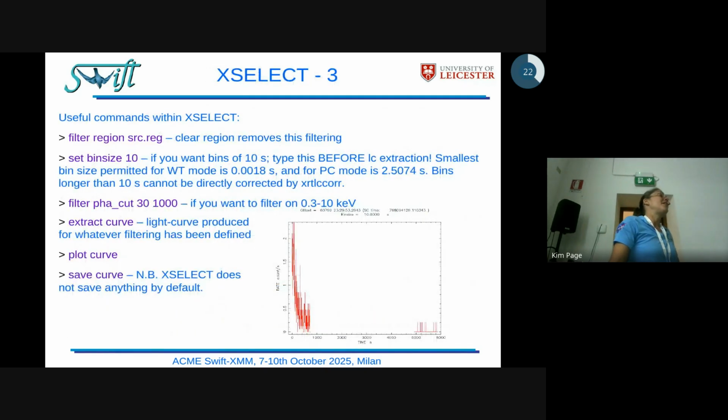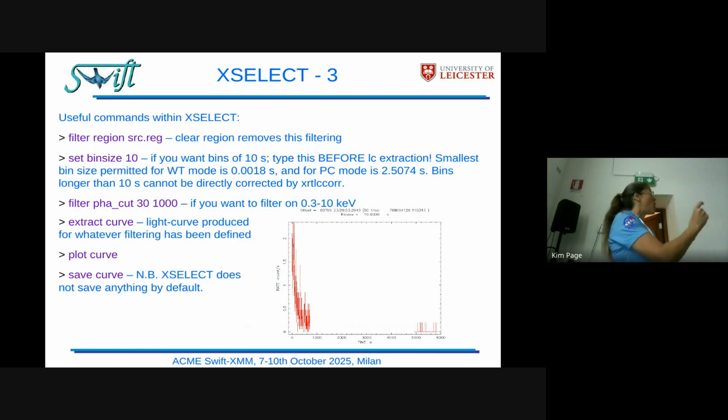We'll come on to what to do if it's a very bright source in a slide or two. So you define the source region within DS9 in your image, and you save it because you then have to read it into XSelect. And the commands will be filter region, and then whatever you've called your source region. Make sure you always save your source region in FK5, so the world coordinate system.